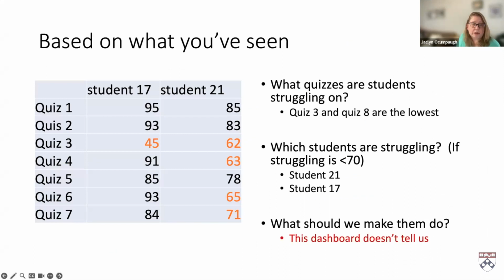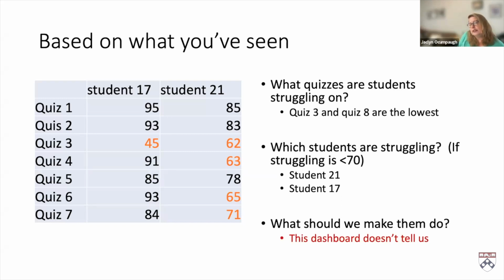So now we might be better able to quickly identify which students are involved, but we don't necessarily know what to do about it. Quiz 3 is the lowest quiz that we saw. We have 2 students in particular that do appear to be struggling, and we could go in and look at their individual scores a little more carefully across all of the quiz grades that we've seen so far. We'll see student 17 has a 45, and student 21 has several grades that are either close to that failing threshold or below it. But this dashboard doesn't tell us what they need to do differently, right? It just tells us how they're performing.